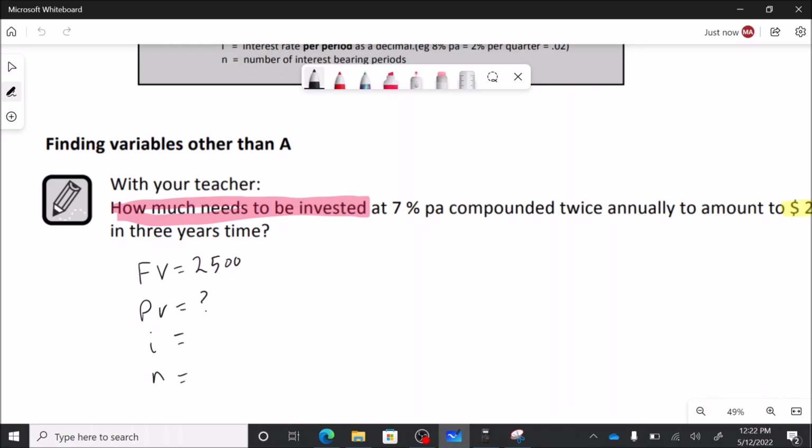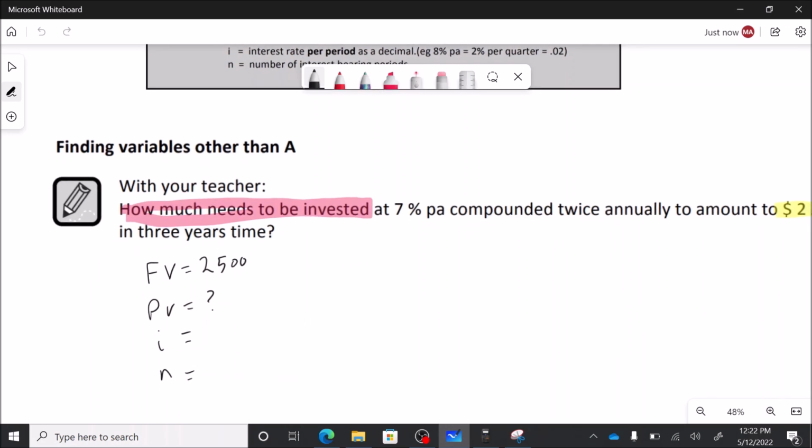We don't know that. You might want to pause the video at this stage and see if you can adjust I and N appropriately for this question. Then I'll have a go at it.